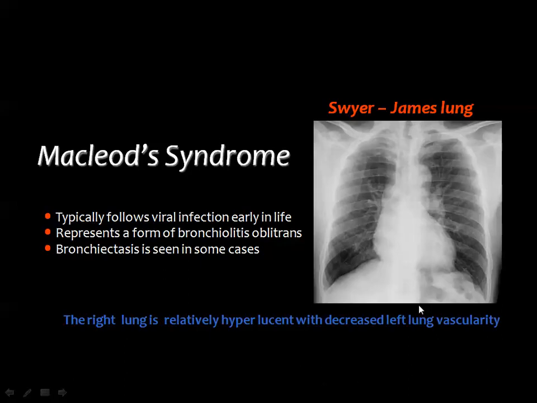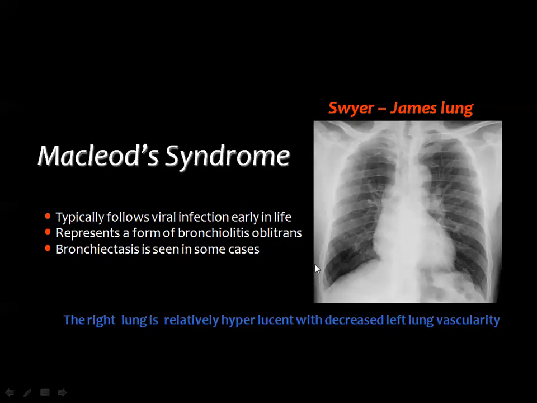Then we came to one of these lesions which affect the lung unilaterally, which is the McLeod syndrome or the Swyer-James lung. This is a lesion which will result in relative hypertranslucency and decreased vascularity of one of the lungs. And this is found to be the sequelae of viral infection early in the lung, and it may present in adulthood.